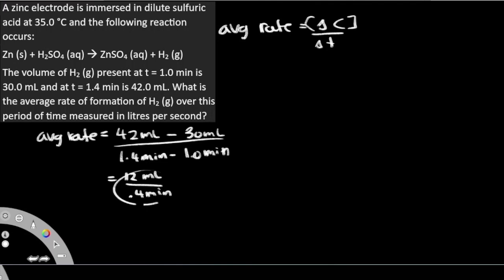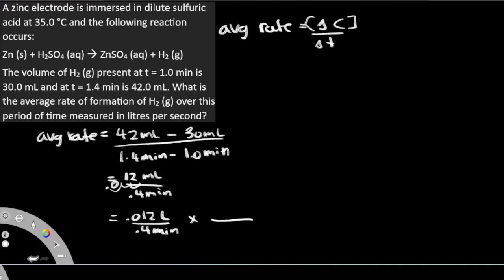We don't have liters per second right now, so we got to change this milliliters into liters. So that's just 3 places backwards, 1, 2, 3, because we're just going to add a 0 in there. So this is going to be 0.012 liters. And then we have our 0.4 minutes over here. Now, do we want to keep this in minutes? No. We obviously want to change this into seconds.